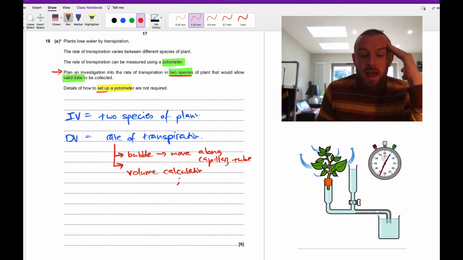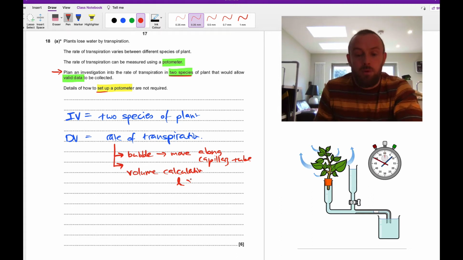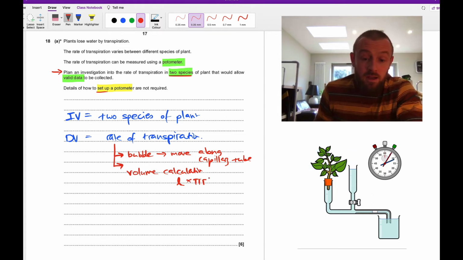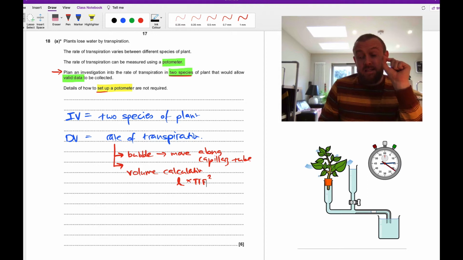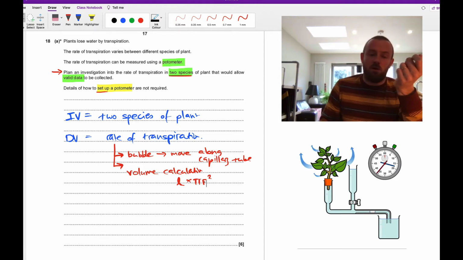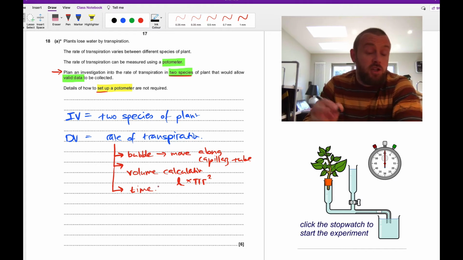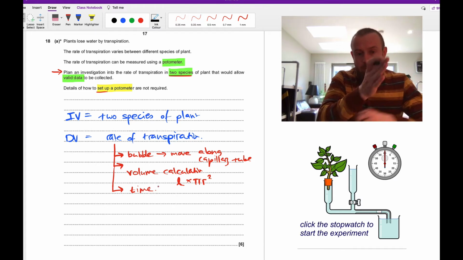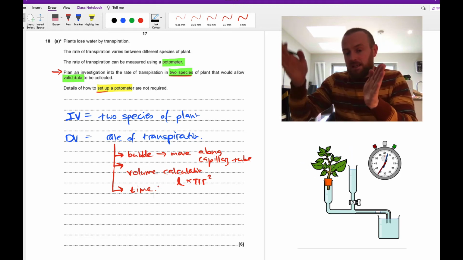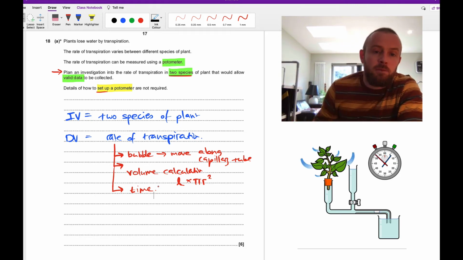So that's going to be the L, which is the distance moved along the tube, times pi r squared, where r is the radius of the internal diameter of the capillary tube, which will be quite small, something like 0.5 millimeter possibly. So that's going to give us the volume, and then in terms of a rate, we have to divide it by a time. We have to use a stopwatch to measure a certain time, let's say 5 minutes. Look at the bubble, start the stopwatch, 5 minutes later, where did the bubble get to? So that's the dependent variable.